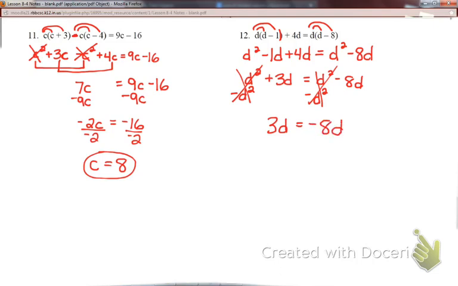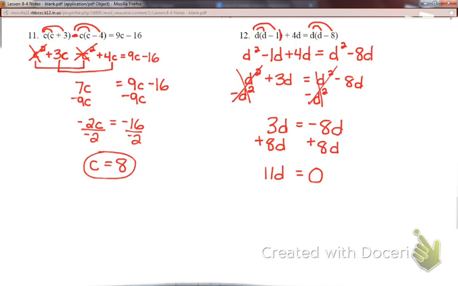Okay, don't stop yet, because your d hasn't completely gone away. You're still trying to get the d by itself. So at this point, you might look at that 8d and say, oh, well, that's negative 8d. I'm going to add 8d to both sides. So that'll give me a total of 11d. But what's that equal to? Well, that's equal to 0, because negative 8d plus 8d is 0.